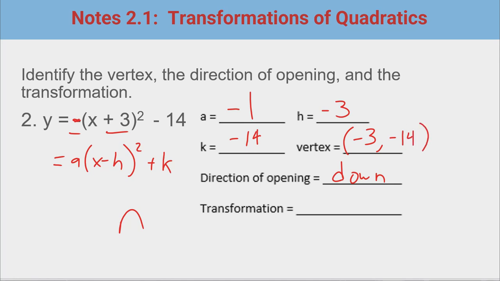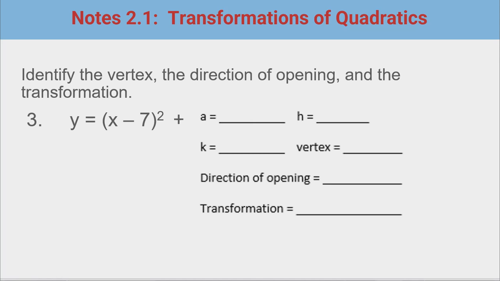Then the transformation is left 3, down 14. It is also going to get flipped across the x-axis to make it negative. So you should be able to try number 3 on your own before I show you what to do here.